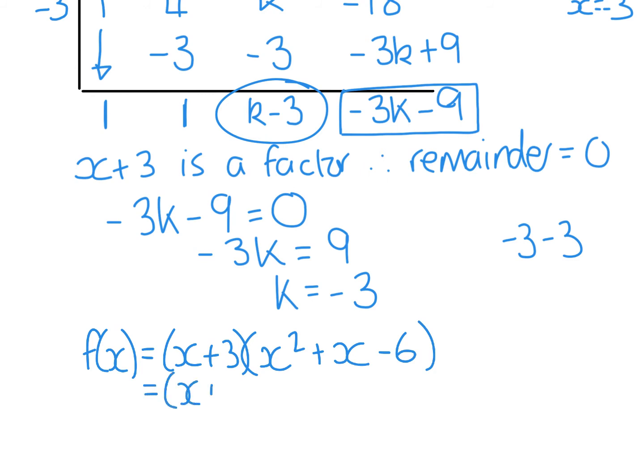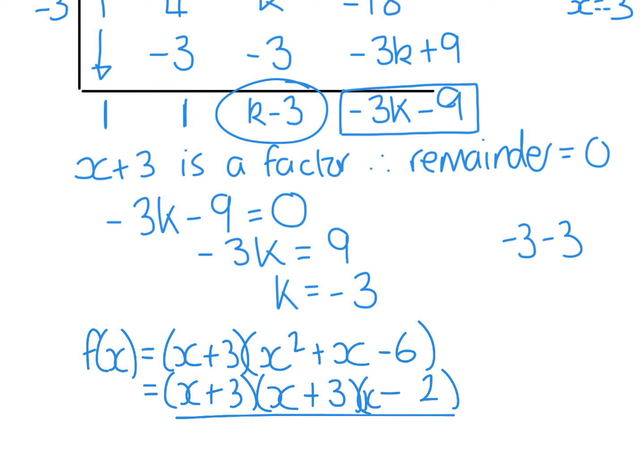And then we can go factorise fully. Numbers that multiply to negative 6 and add to 1 are 3 and 2. And it will be positive 3, negative 2. So that is it, factorised fully. You've actually got a wee repeated bracket there. Okay, so that's a straightforward one.